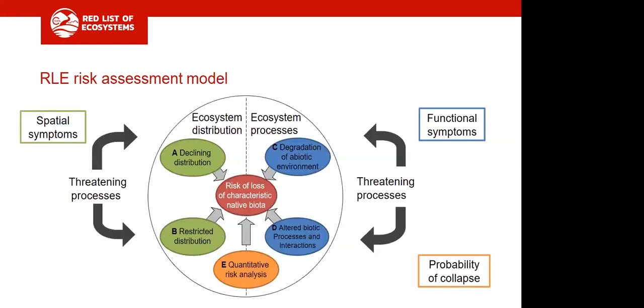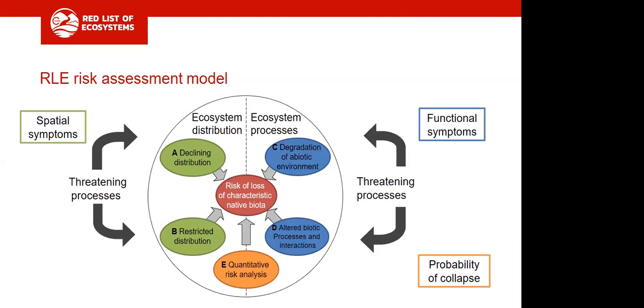So the heart of the RLE protocol is this risk assessment model, which you're now seeing on your screens. As you can see in the center, it includes five rule-based criteria for assessing risks to ecosystems, named from A to E. Four of these criteria are focused on four ecological symptoms to estimate the risk of an ecosystem losing its defining characteristics, so its defining native biota and/or its key ecological processes.